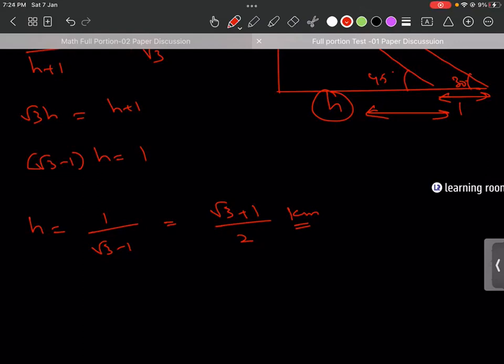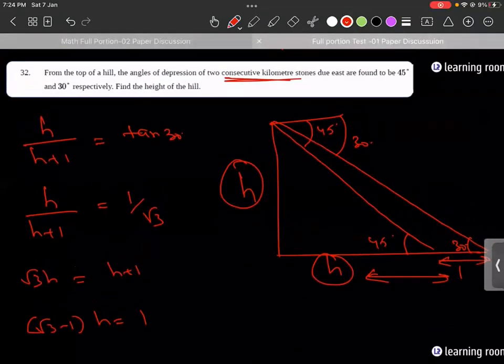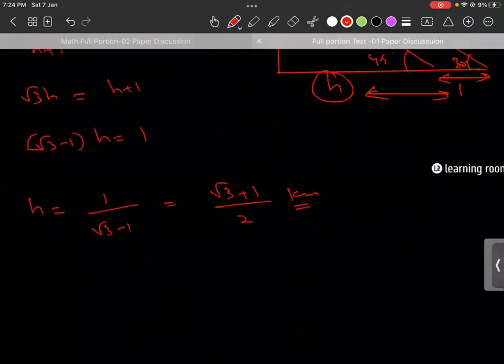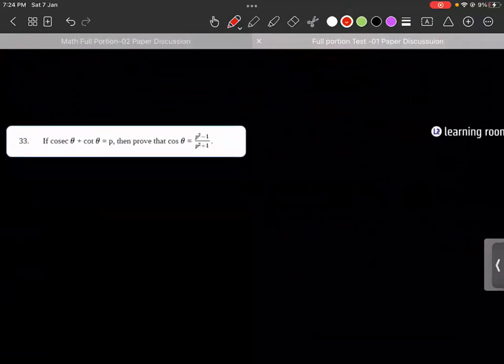Yeah, sir. I got the exact answer, but there was an x in before, I mean, x multiplied to that. Okay, which is the distance. Yes. So that is the 32nd.